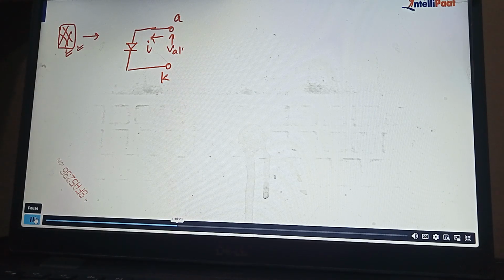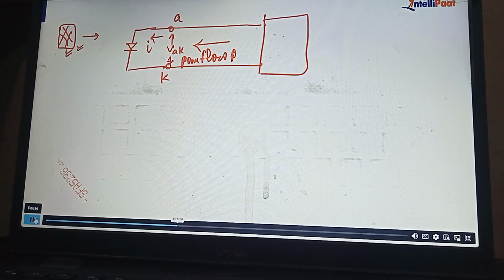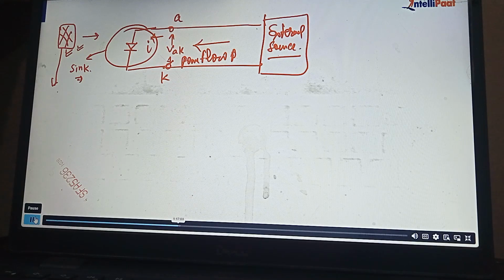So some voltage like VAK will appear across it, and power flow will be from the external circuit toward this. Suppose we have an external source connected here, let's say a battery. It will try to turn on this device, and this device acts as a sink, not a source. But this PV panel, if you look into it, acts as a source.